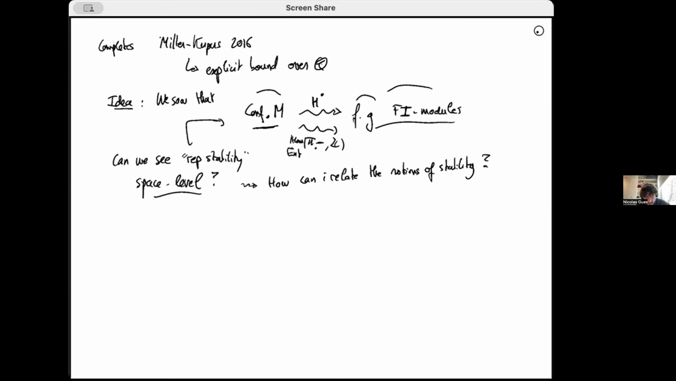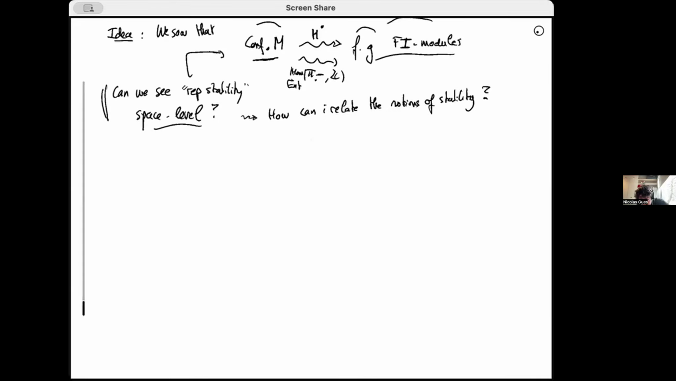Let's tackle the first question. How can we define a representation stable space or homotopy type? So for this, I will use a little tool that's called FI homology.